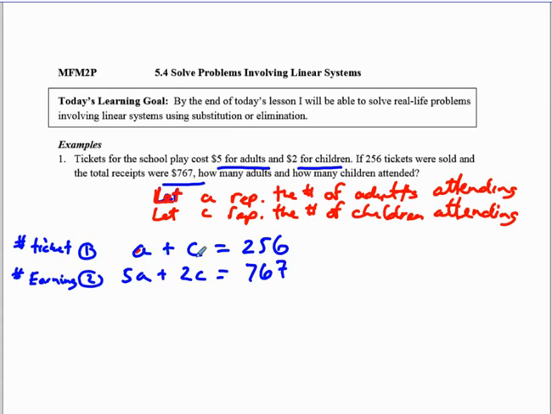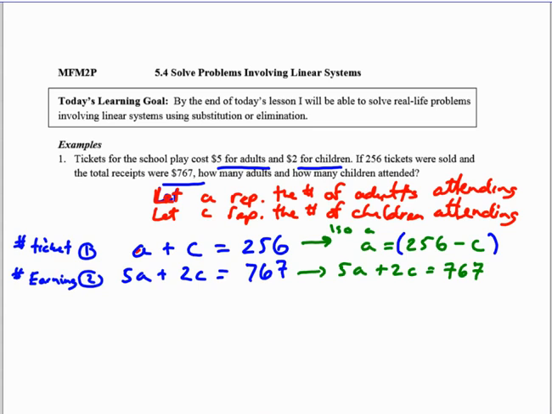I see that A and C, either one of them is very easy to isolate. So my next step would be to isolate the A, let's say. So A is equal to 256, and the C would come over, of course, minus C. Okay, and then I'm able to substitute that whole bracket in for my number 2. Nothing's going to change on this one. 5A plus 2C equals 767.